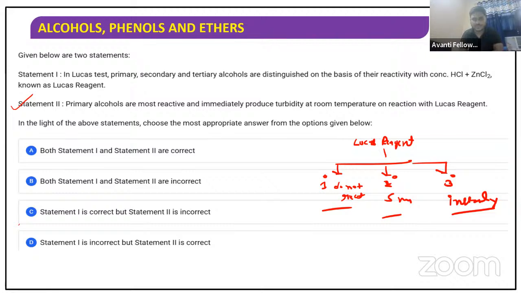So according to this Lucas reagent, tertiary alcohols are most reactive and immediately produce turbidity at room temperature, while primary ones are not much reactive. And secondary ones will react after 5 minutes. So we can say that statement 1 is absolutely correct, but statement 2 is incorrect. Always remember this, beta. Statement 1 is correct, statement 2 is incorrect. So which option is correct? That is C. So C is the correct answer.